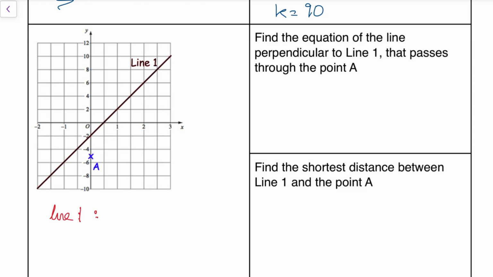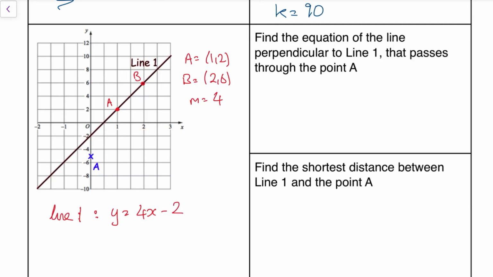So line 1, okay, let's do some points. Let's call that the point A. Let's call that the point B. So A is (1, 2), and B is (2, 6). Okay, so line 1 has a gradient. Let's write it up here. So the gradient goes up 4 and across 1, so the gradient's 4. So line 1 has equation y equals 4x, and then it goes through minus 2, so 4x minus 2.